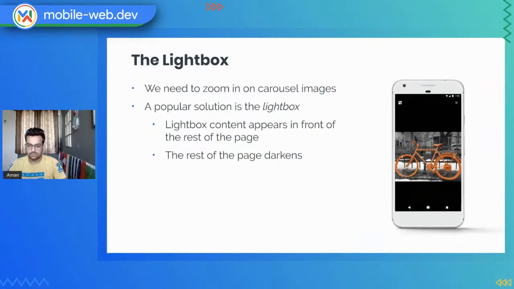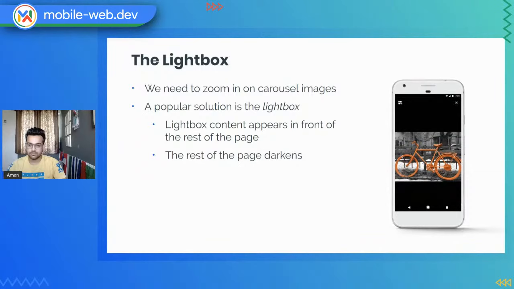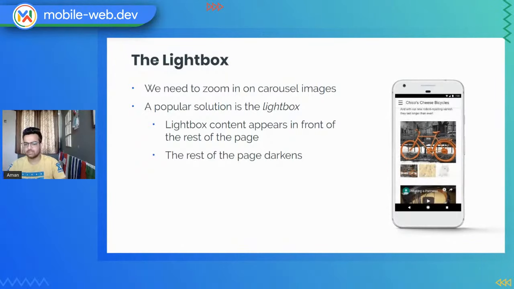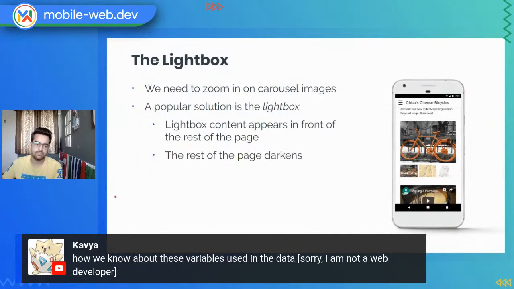How do we know that these variables are used in data? Sorry, I'm not a web developer. I mean the description variable. Exactly, it's something like that. So I will answer Kavya's question first, and let me show this question.